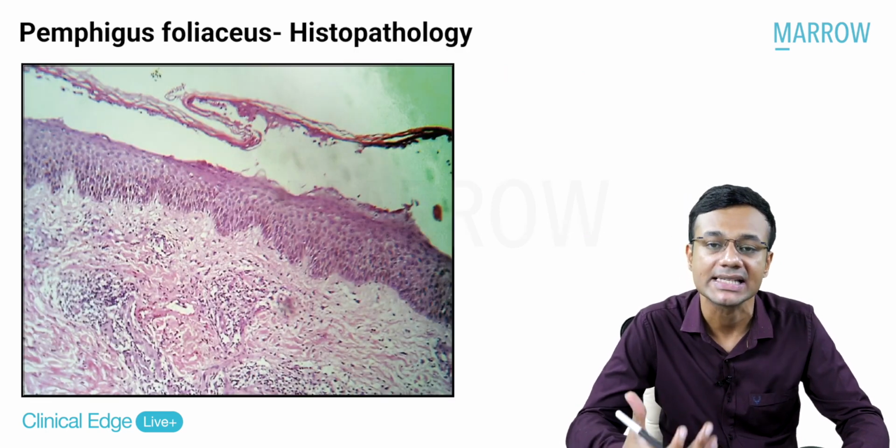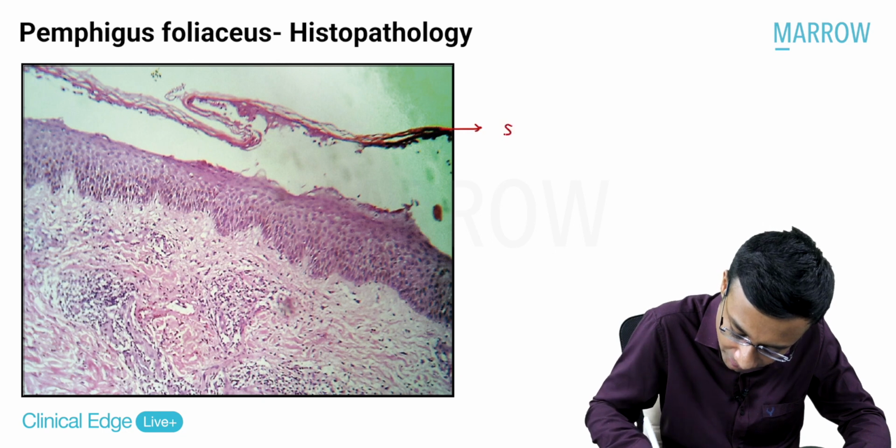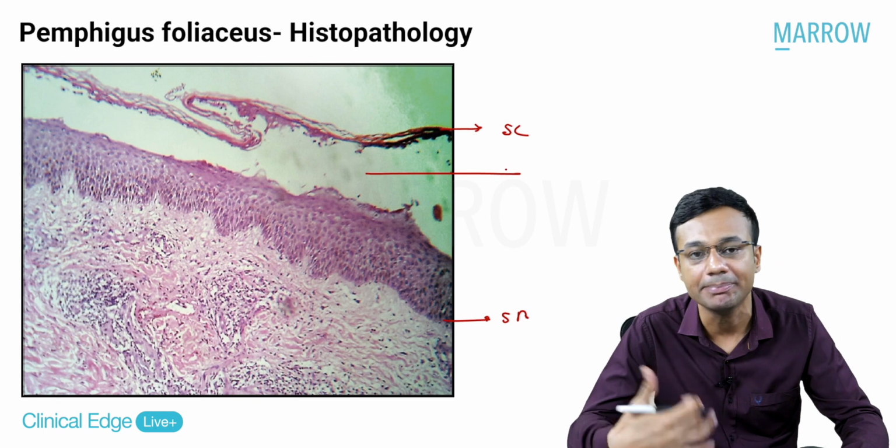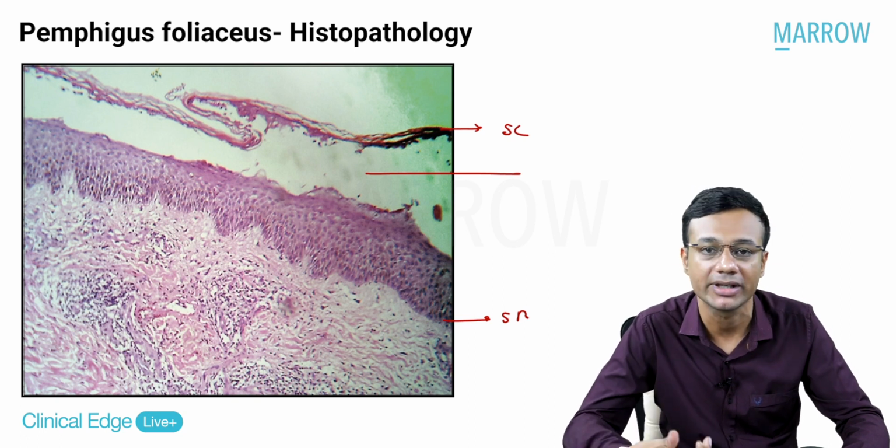And if you look at the slide here, you can see this is the stratum corneum. This is the stratum basale. You can see there's a split just below the stratum corneum. This is called a subcorneal bulla.